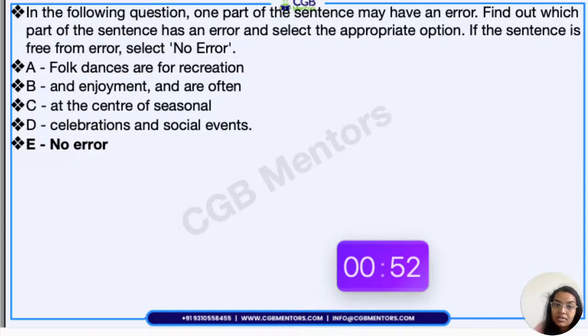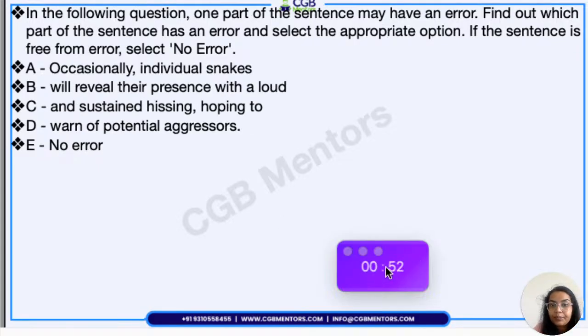Is there any doubt in C? You can ask. If you feel that C has something wrong, you can ask.